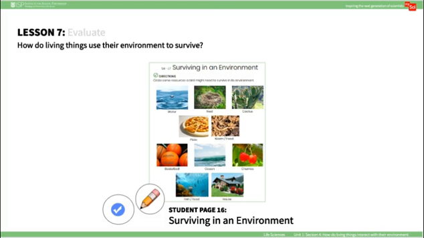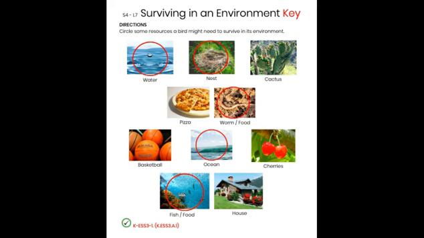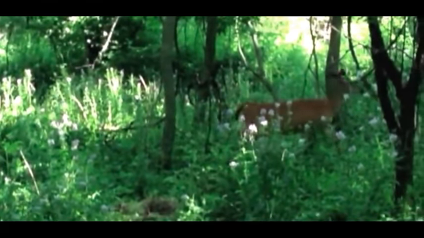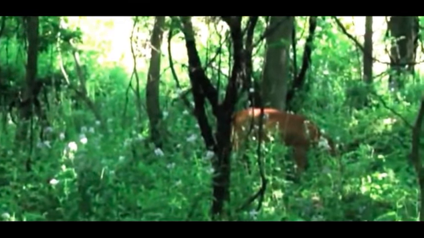In the Evaluate portion of the lesson, students will select resources a bird might need to survive in its environment on this student journal page. Finally, revisit the phenomena of the deer eating in the forest. Ask students what we have figured out that helps us understand what the deer is doing. What do they wonder about the deer now?